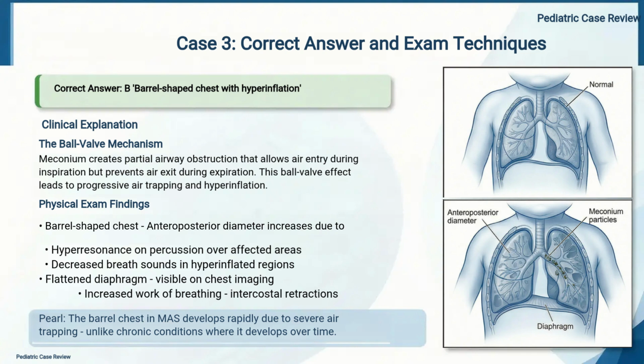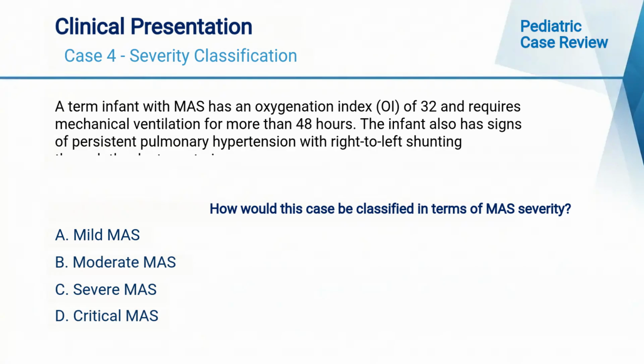breathing with intercostal retractions. An important clinical pearl, the barrel chest in Meconium Aspiration Syndrome develops rapidly due to severe air trapping, unlike chronic conditions where it develops slowly over time. Case 4. Severity classification. A term infant with Meconium Aspiration Syndrome has an oxygenation index of 32 and requires mechanical ventilation for more than 48 hours. The infant also has signs of persistent pulmonary hypertension of the newborn with right-to-left shunting through the ductus arteriosus.